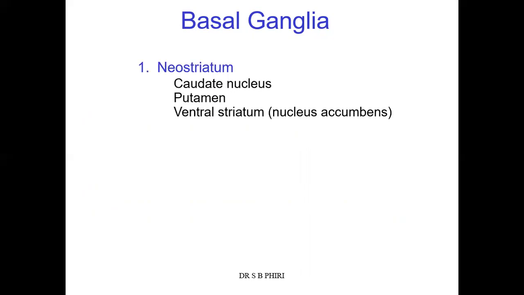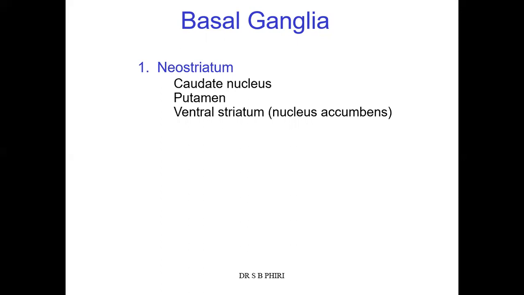So let's start by looking at the major components of the basal ganglia. There are 4 major components. The first one is called the neostriatum. The neostriatum is composed of the caudate nucleus, the putamen, and the ventral striatum. The ventral striatum is a combination of the nucleus accumbens and the olfactory tubercle. If you combine the nucleus accumbens and the olfactory tubercle, it forms the ventral striatum.